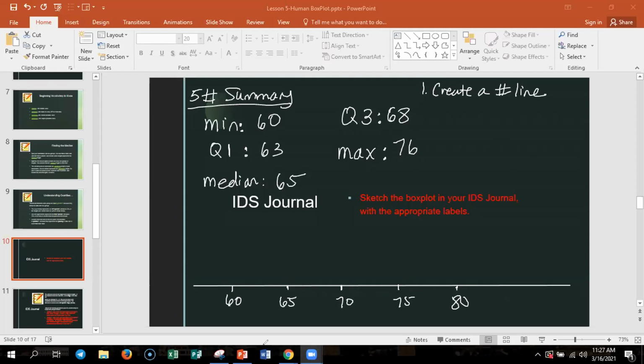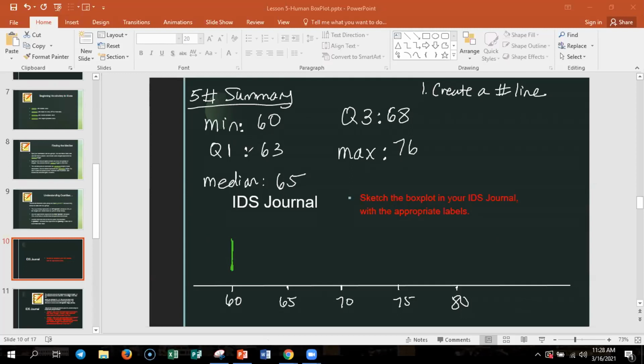Hold on, we got someone coming in here. There we go. From here, you want to mark each of these numbers on our number line. I'm going to use a different color here. Minimum is 60, so I can start here. What I'm going to do is not mark a dot. I'm going to draw a line. I'm going to draw a line at 60.